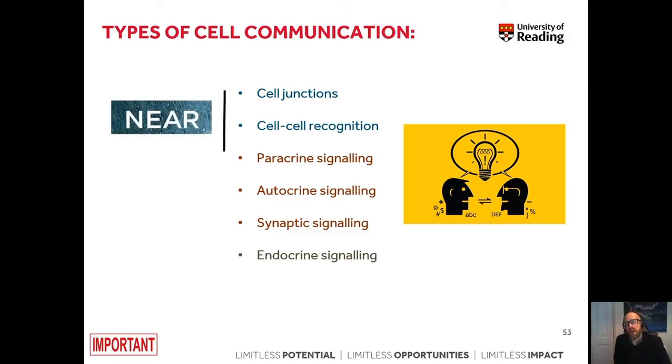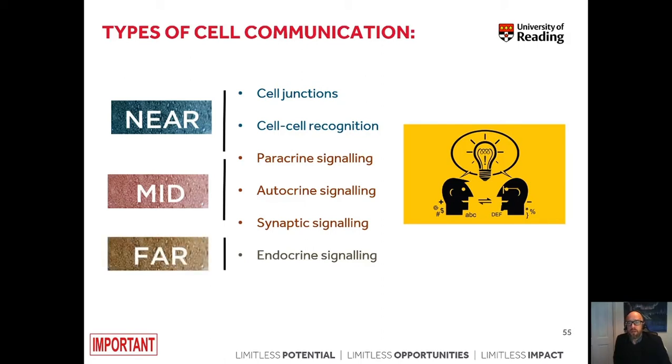The first two types I showed you before are communication over very, very close distances. In order to communicate via cell junctions or via cell-to-cell recognition, cells need to be adjacent to each other. They need to be very close. In contrast, paracrine, autocrine, and synaptic signaling are ways of communication over mid-ranges, because they involve secreted molecules that are released by one cell and picked up by another cell.